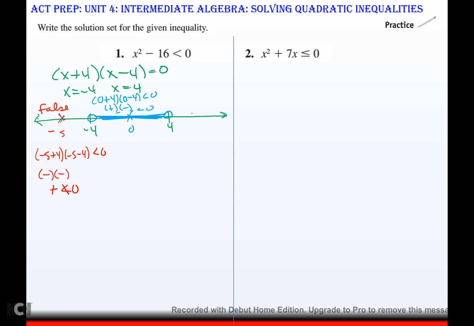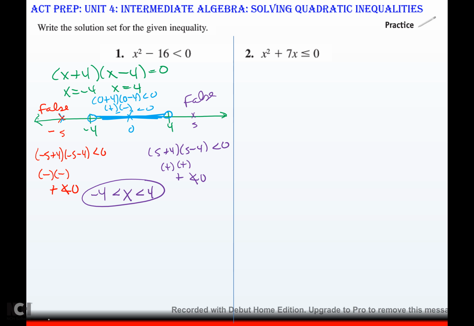Check the upper end. Plug in 5. I'm going to have 5 plus 4, 5 minus 4. Is that less than 0? Well, that's going to be a positive, and that's a positive, which is a positive, which is never less than 0, so that section is false. So it is true when it's between, which means my x is in between -4 and 4.